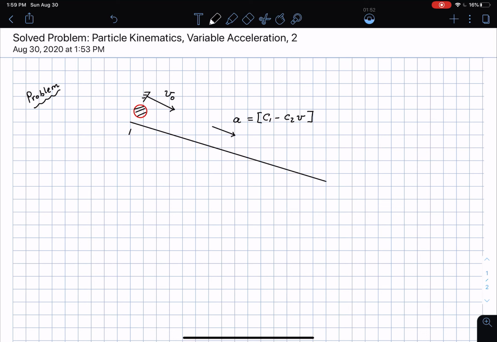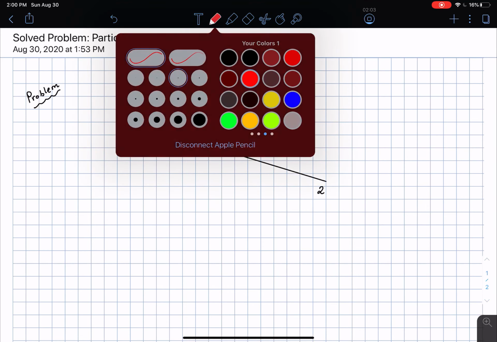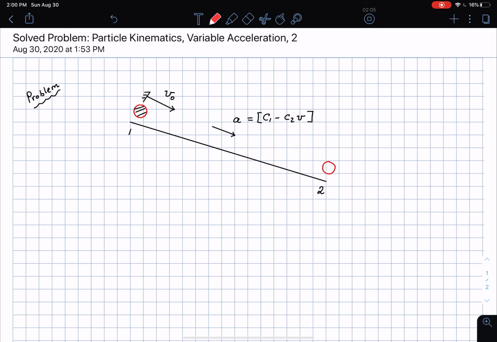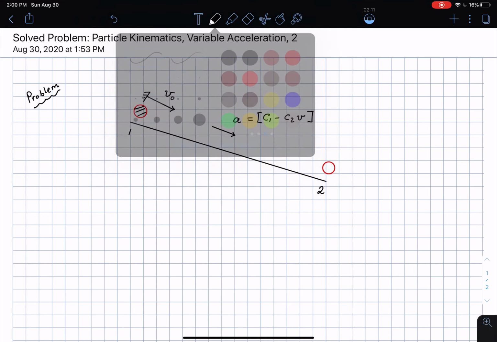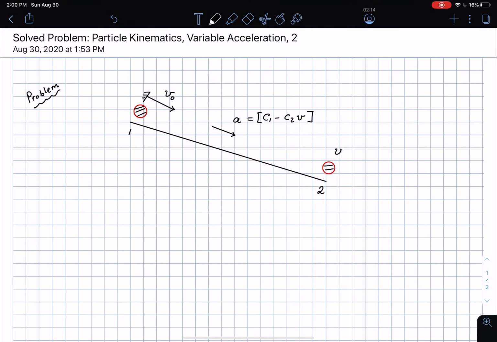The particle comes to rest at position 2. So here is position 2. As the particle comes here, it goes to rest, and so the velocity of the particle at this particular position is going to be 0. So velocity at position 2 is equal to 0, and this is the velocity at position 1. And what are we supposed to find out? We are supposed to find out the total distance traveled from point 1 to point 2. So here is the problem.